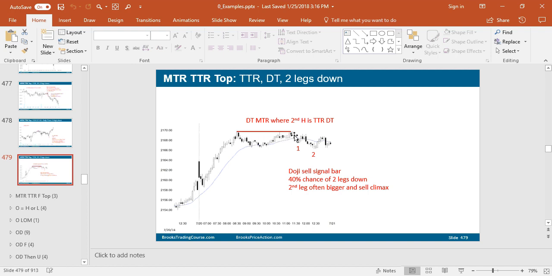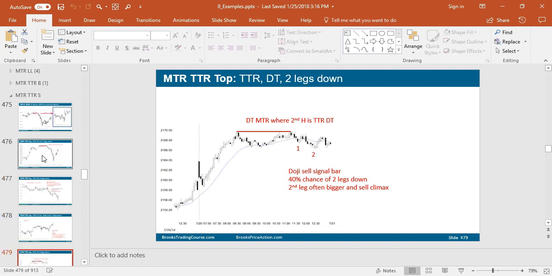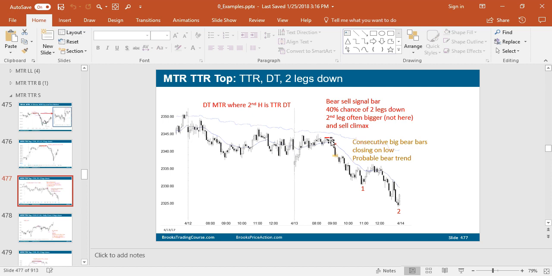Here's a perfect double top, tight trading range. You can call it a triple top. A couple legs sideways to down. Today is more like this, weak rally, tight trading range, possibly a double top.